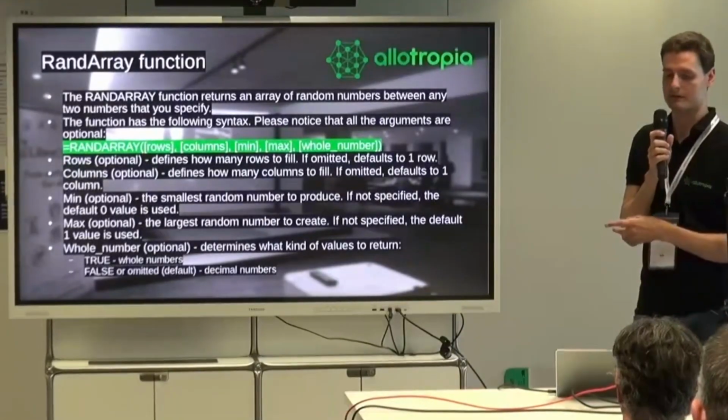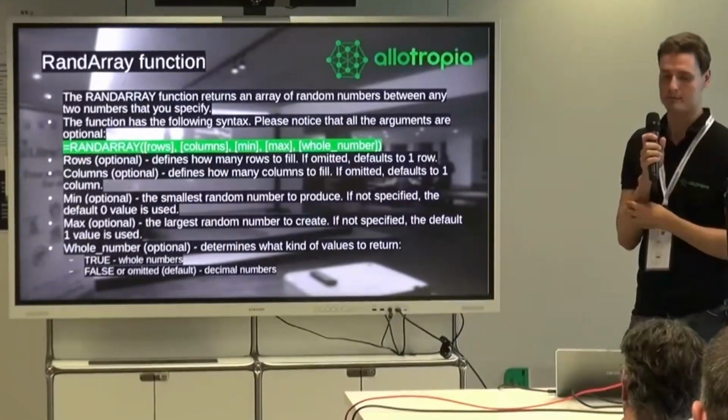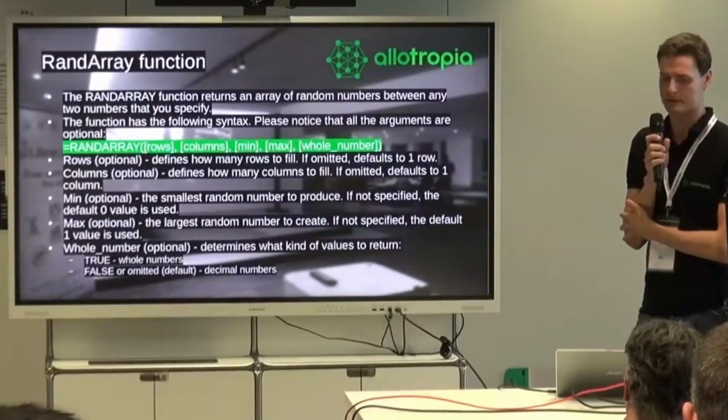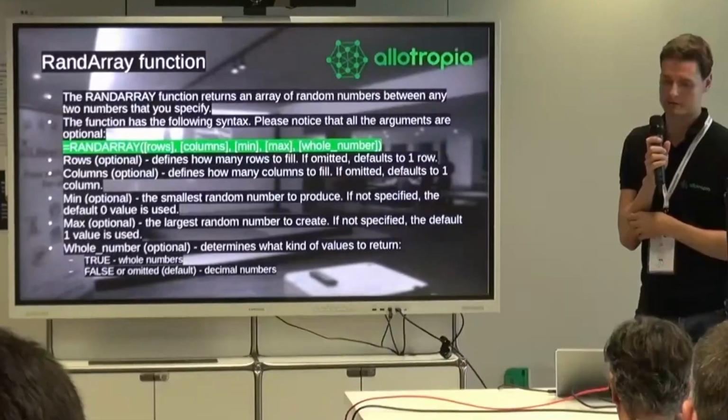The Randarray function takes 5 arguments. None of them is required. The rows, columns, minimum, maximum, and the integer value.